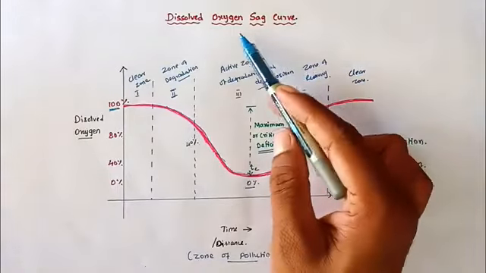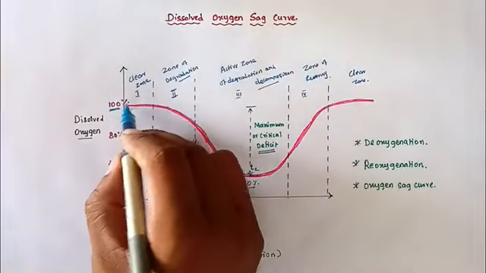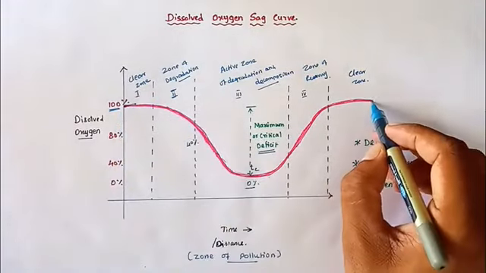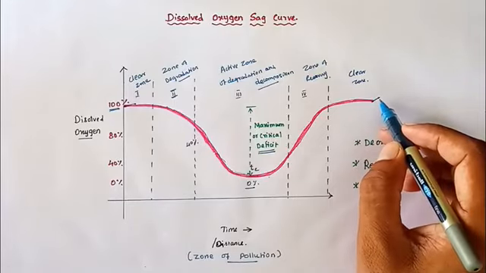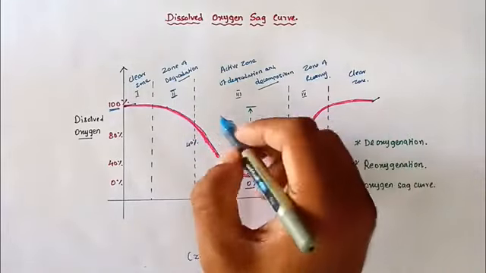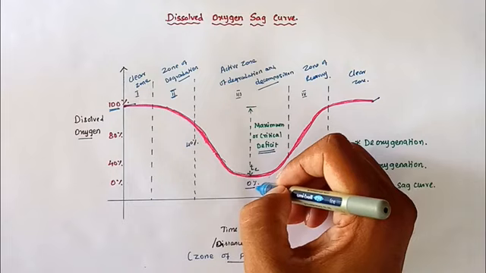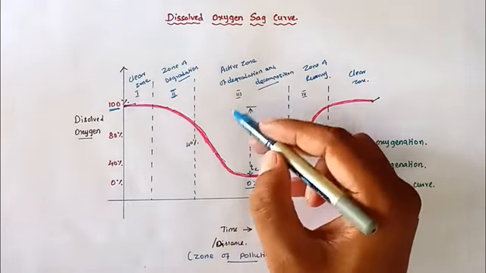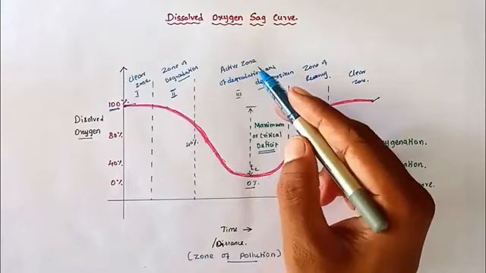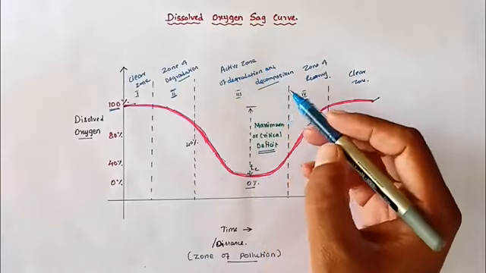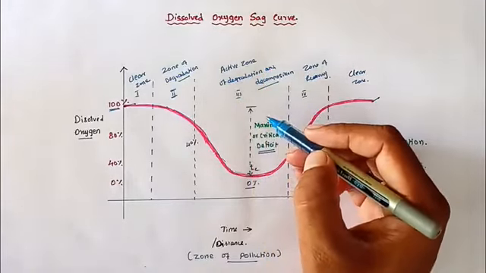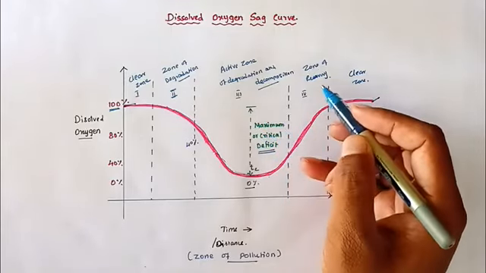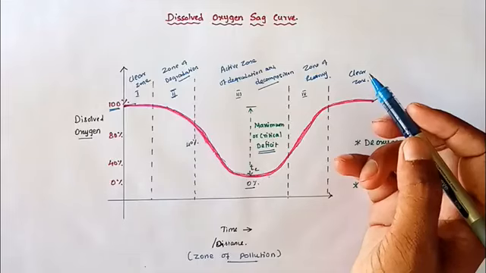This is the main principle of the oxygen sag curve. The dissolved oxygen level is 100% in the starting state, and in the finishing stage it is also 100%. In between, the dissolved oxygen is reduced to the zero level. That is called the maximum critical deficit. It is based only on the active zone of decomposition. All the material present in the wastewater is decomposed by the microorganisms, and it creates clear water. So there is self purification of the river.